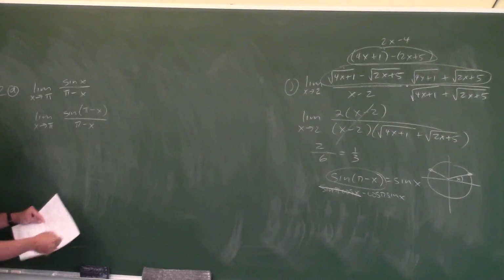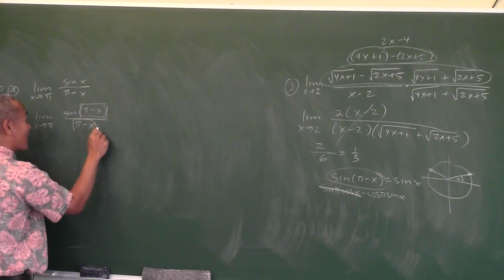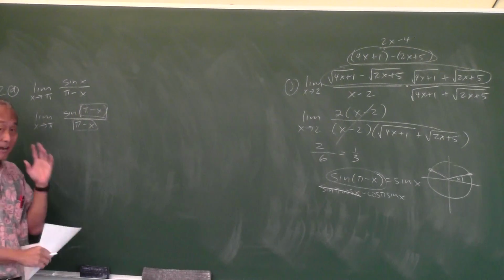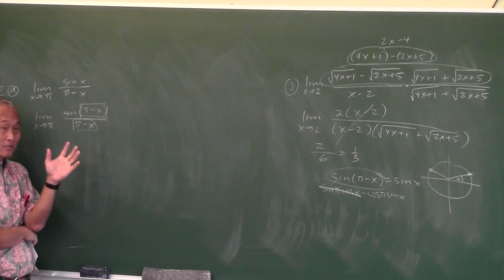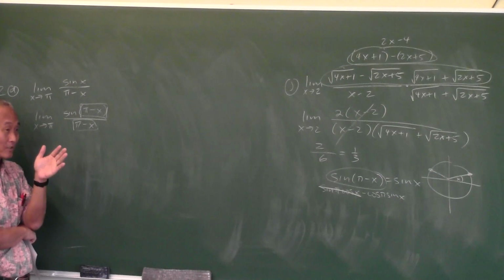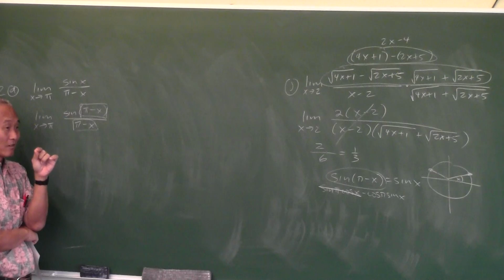But why do you do that? So you can have sine box over box. But that doesn't guarantee it's friend, though. Just because you have sine box over box. In order for it to be friend, the box has to approach 0.